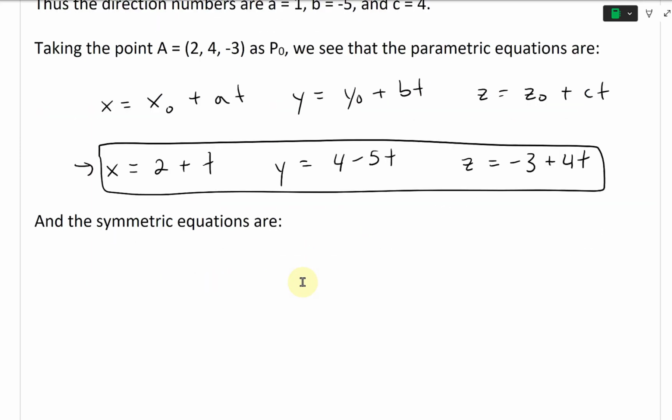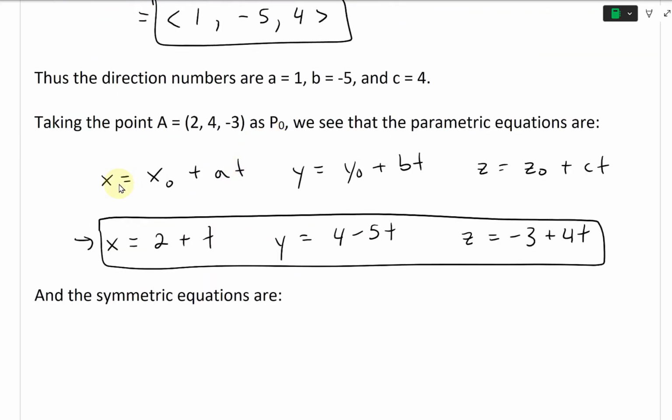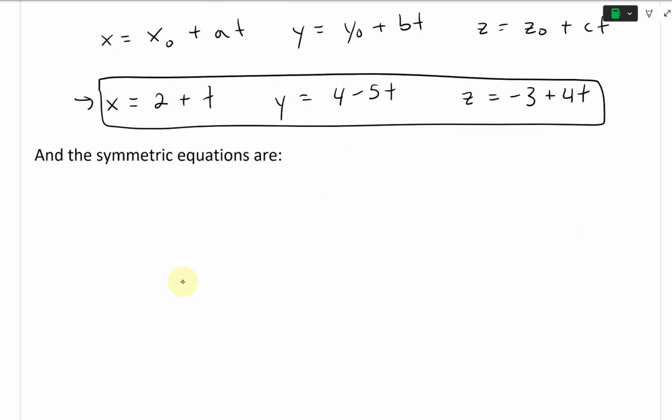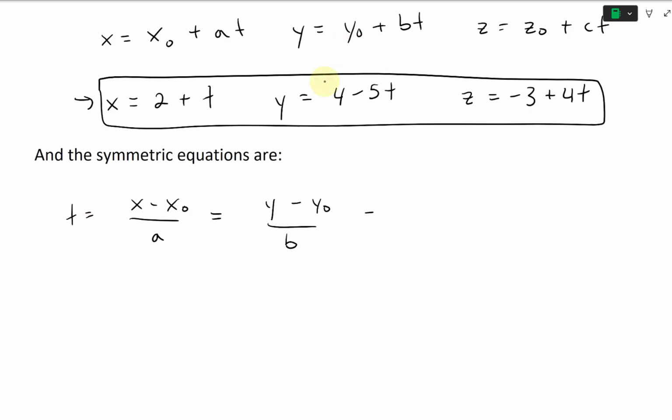Now the symmetric equations are just when we set t equal to each other. So we move things over: x minus x naught over a, and we do that for all of them. So we get t is equal to x minus x naught over a, which equals y minus y naught over b, which equals z minus z naught over c.